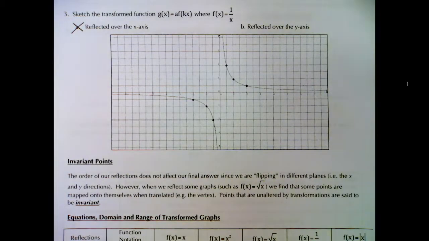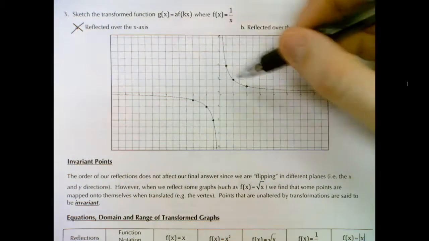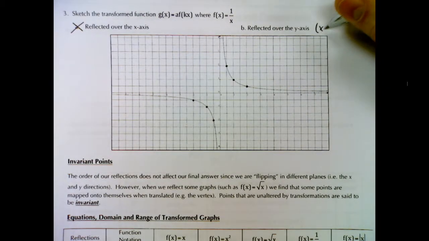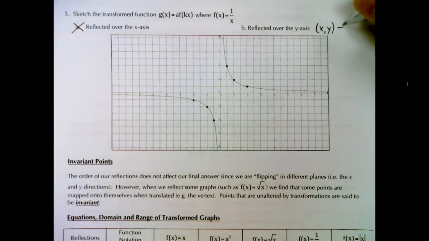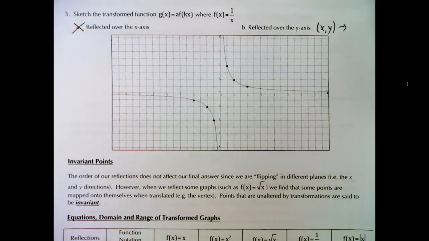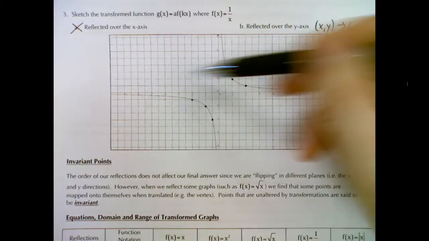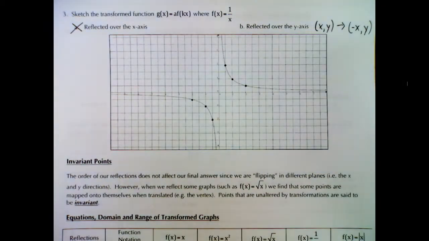So what do we think is going to happen? Well, when we reflect over the y-axis, we're changing the x. So we might expect the sign of x to change. If our original points are x and y, we expect the sign of x to change. So we're going to expect some negative x's if they were positive. And the y's we don't think are going to change at all, because we're not changing the y's. We're just reflecting over the y-axis. The y is going to actually stay the same.